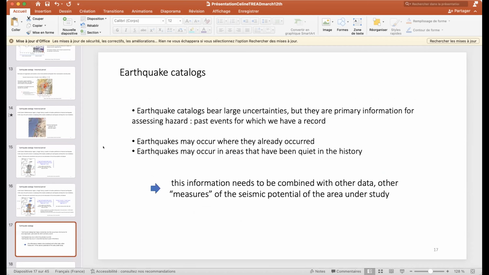Earthquake catalogs bear large uncertainties, but they represent primary information for assessing hazard. Future earthquakes may occur where they already occurred, and they may also occur in areas that have been quiet in history. So the past seismicity information needs to be combined with other data, other measures of the seismic potential of the area. And now my aim is to show an example of a full probabilistic seismic hazard study, and I will describe the work that we did in the past in Ecuador.